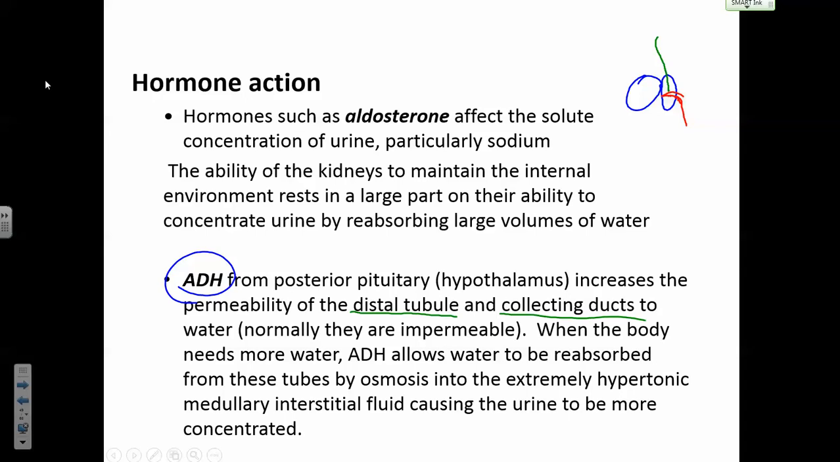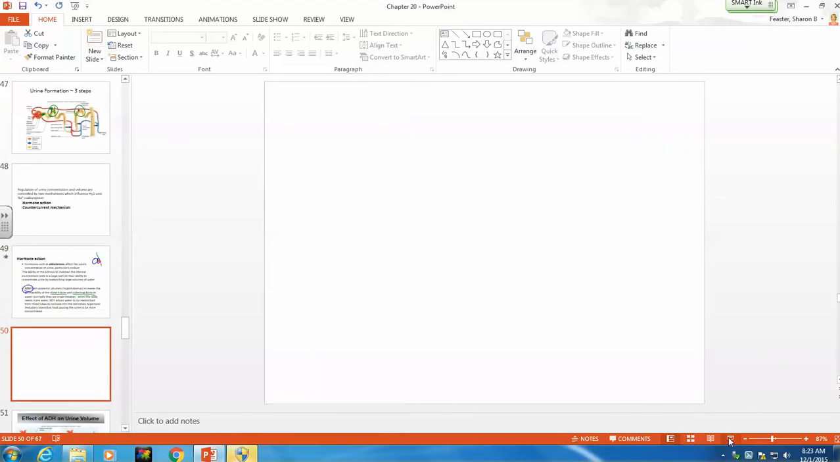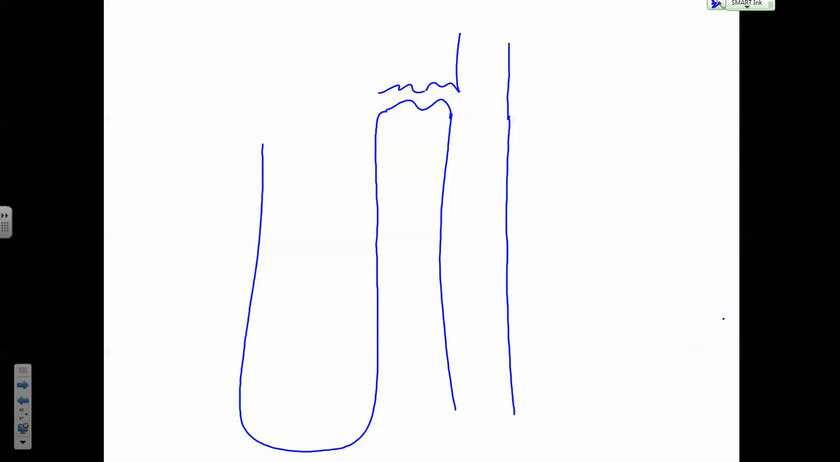Let's see. I think I want to put a blank slide up here. So it's going to take me a minute. Let me draw a collecting duct, and then there's a distal tubule that connects to it. I'm going to draw it kind of minimal. And then remember the loop of Henle. I'm going to draw the loop of Henle huge right now just because I'm going to need it in a minute. So there's a loop of Henle.